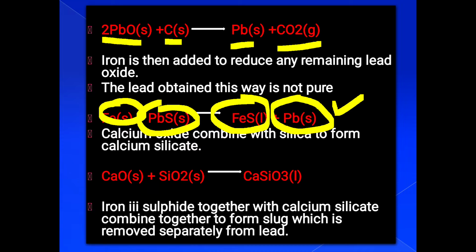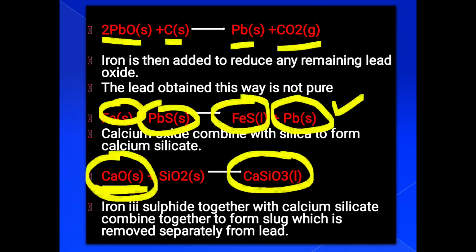The calcium oxide combines with silica to form calcium silicate, and you might need to ask yourself where calcium oxide is coming from. Remember, when we decompose calcium carbonate by heating, it gives us calcium oxide and carbon(IV) oxide. So the source of calcium oxide in our equation here is the limestone, which is calcium carbonate. It now reacts with the impurity, the silica, to form calcium silicate, by which we are able to get our impurity out.